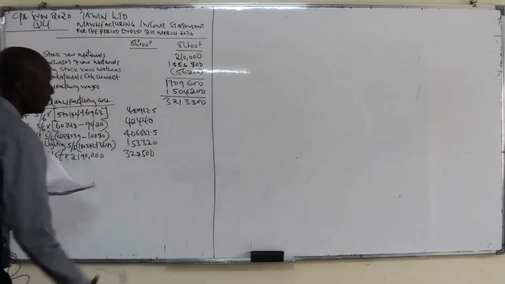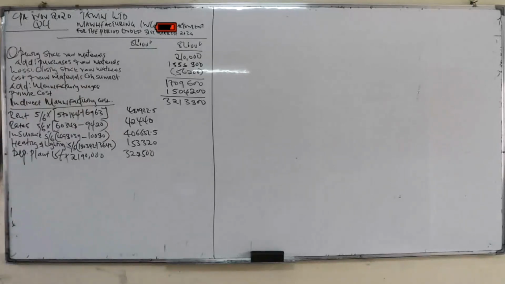$328,500. Correct. So we are through with that one. And then that is the only one there. And then note number 5. Note number 5 says the director salaries include 20 million paid to production directors.